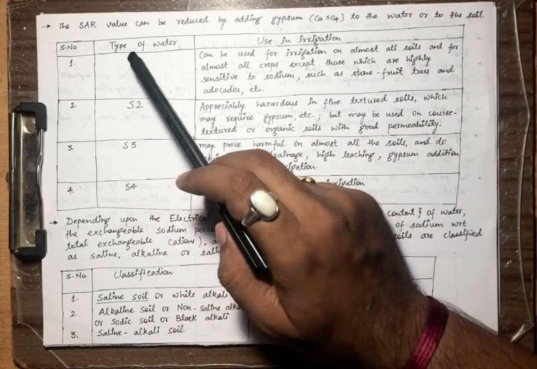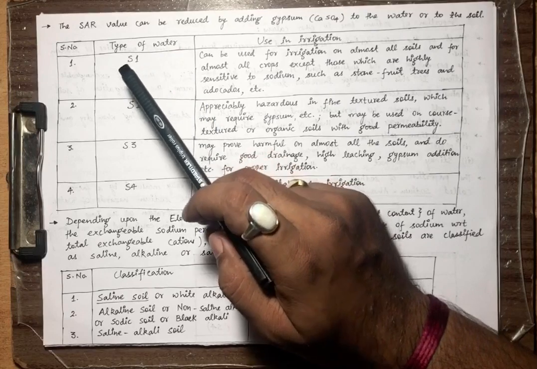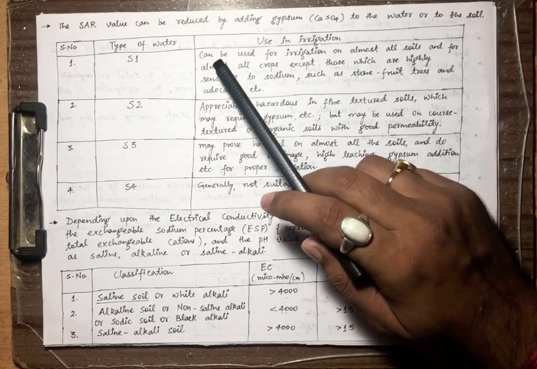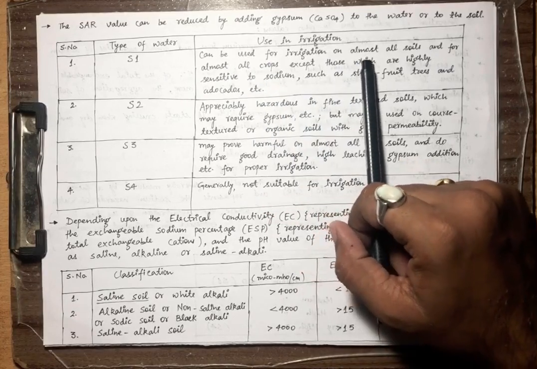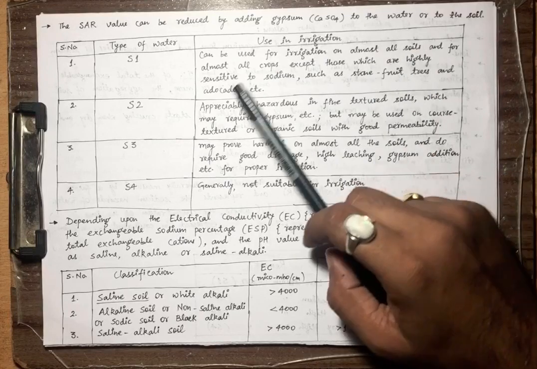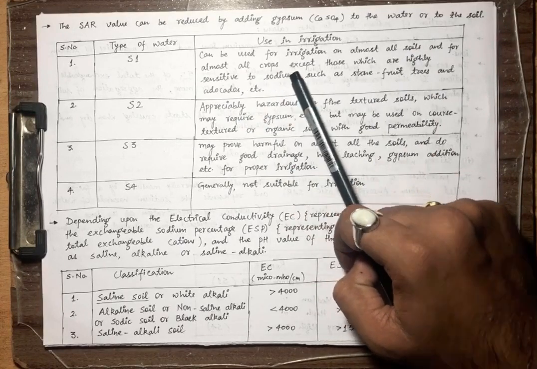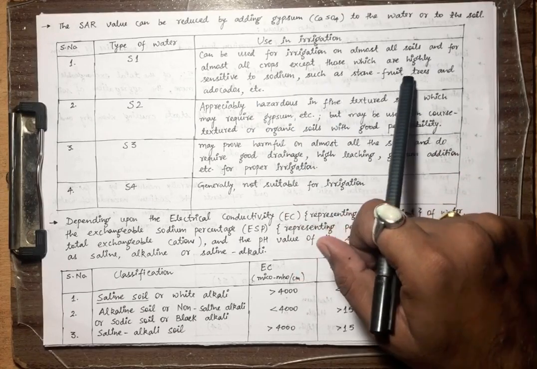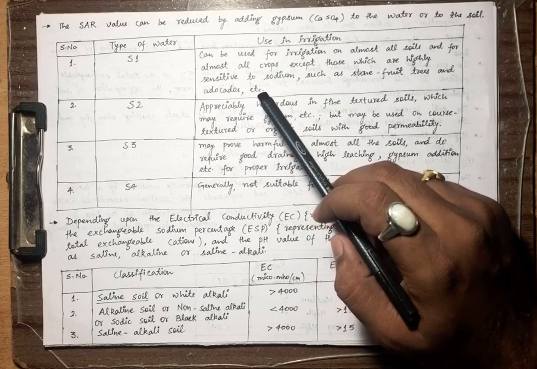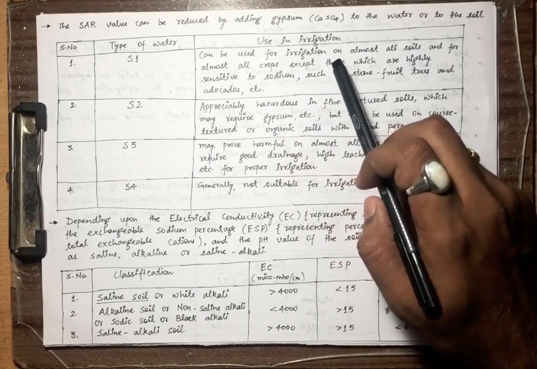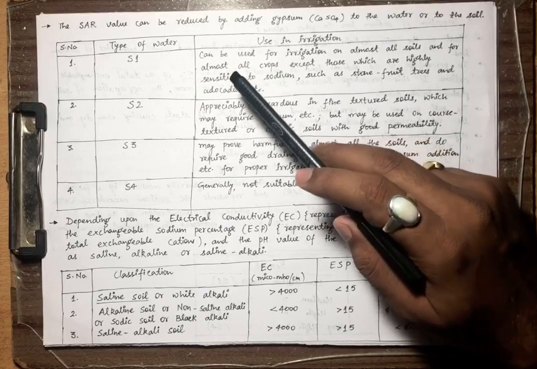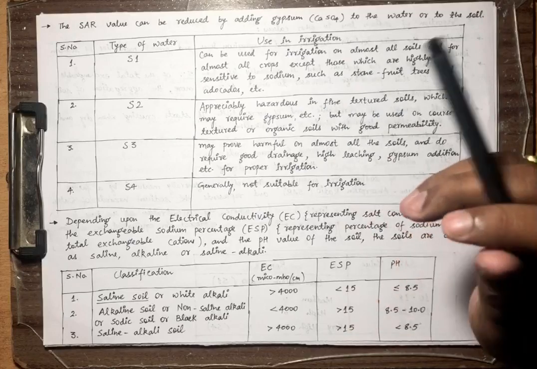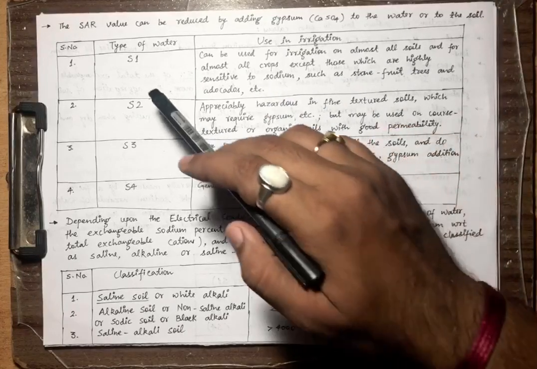Let us see if the type of water is S1. S1 means SAR is between 0 to 10. So where can we use it? It can be used for irrigation on almost all soils and for almost all crops except those which are highly sensitive to sodium, such as stone fruit trees and avocados. If a particular plant is very sensitive to sodium, then we cannot use even S1 type of water.